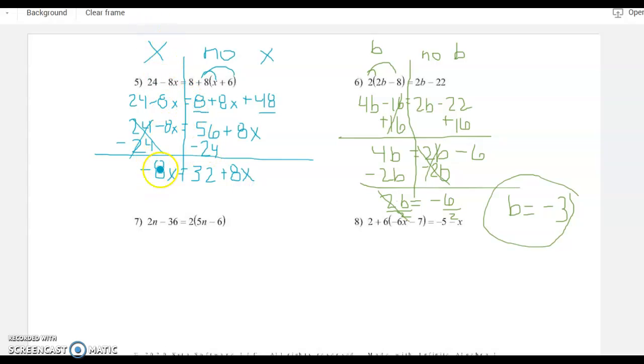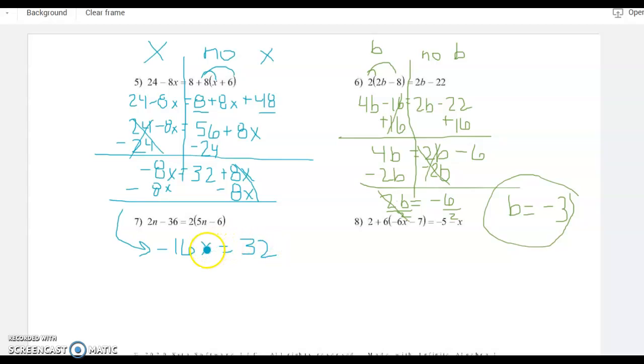So now the x side is full of x's, but my no x side here has an x. So on the no x side, I have to move the plus 8x. So to move a plus 8x, I would subtract 8x. What I do on the right, I have to then come over here and do on the left. So negative 8x minus 8x is negative 16x. On the right then, our 8x canceled out, we have 32.